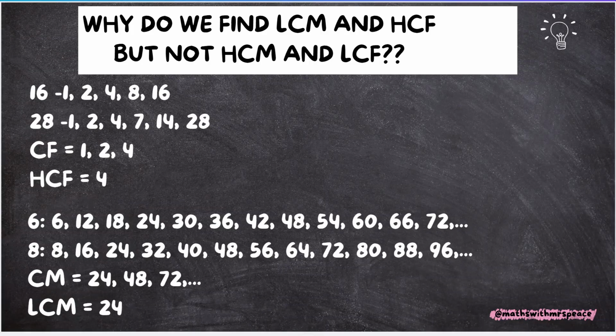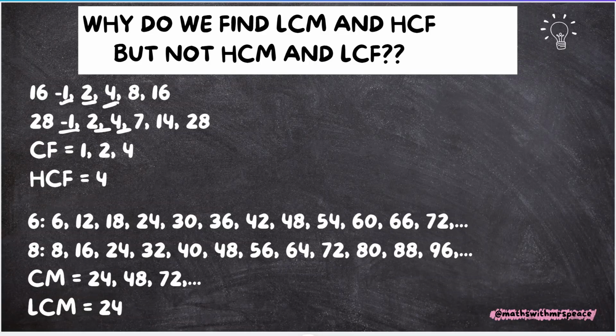So look at the examples we have on our screen. We have 16 and 28. We have the factors of 16 on the screen: 1, 2, 4, 8, and 16. We also have the factors of 28: 1, 2, 4, 7, 14, and 28. We identify the common factors between them to be 1, 2, and 4. So the common factors between 16 and 28 are 1, 2, and 4, and the highest common factor is 4, because that's the largest number among their common factors.